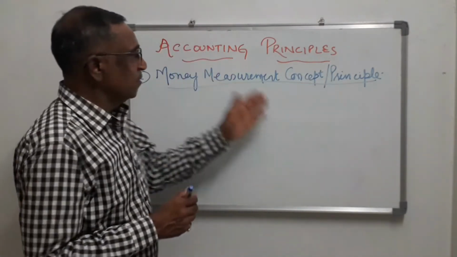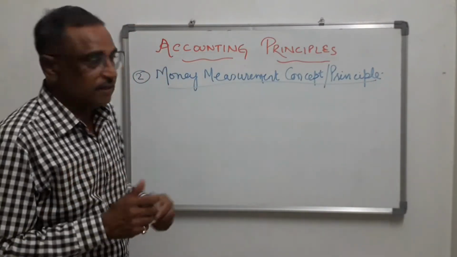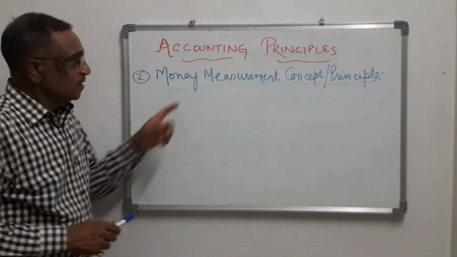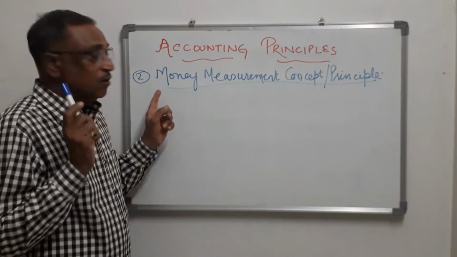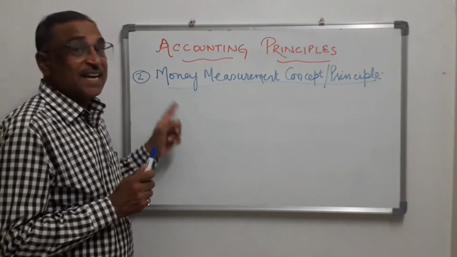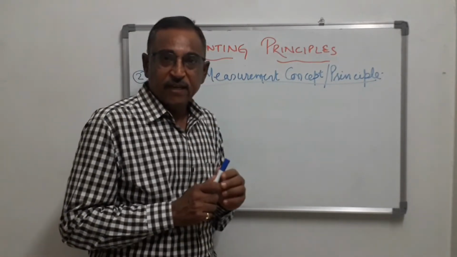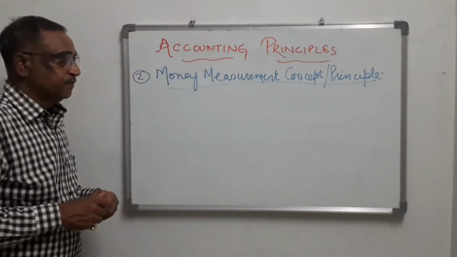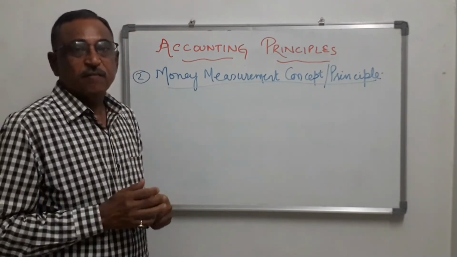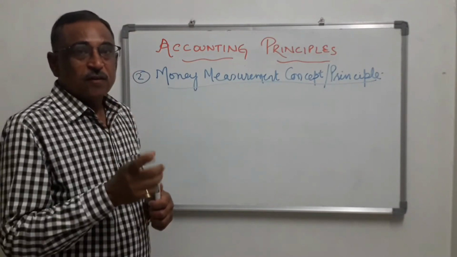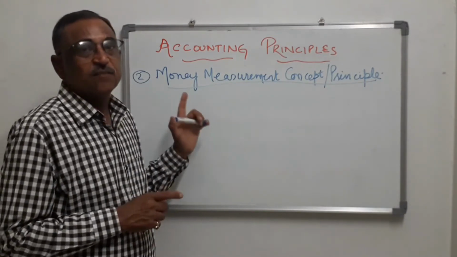Money measurement concept, money measurement principle, it is one and the same thing. As the name suggests, we are going to record in the books of accounts only those transactions which are capable of getting converted into money. For example, you have bought furniture worth rupees 50,000. So you are going to record the money value of the furniture, that is 50,000.